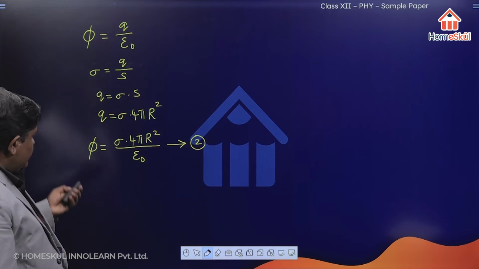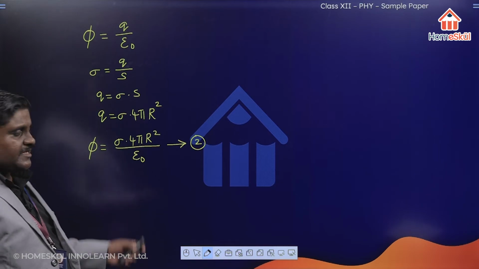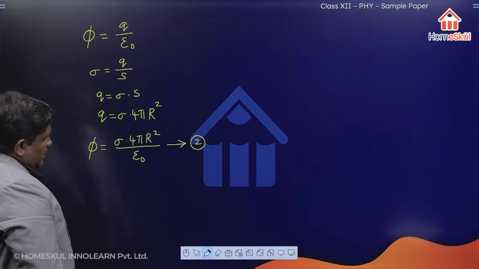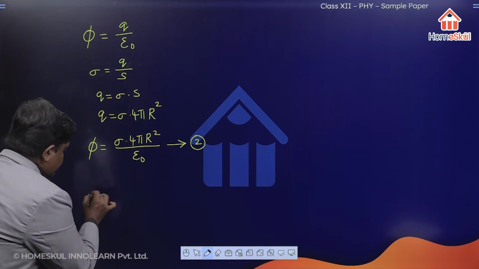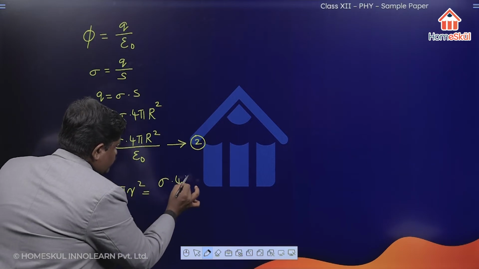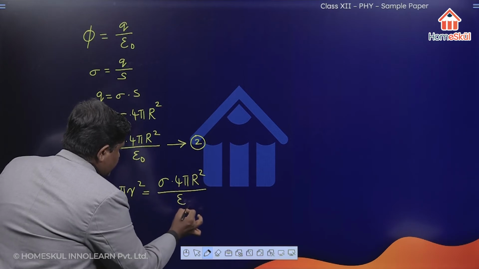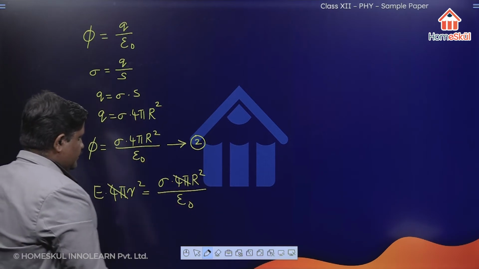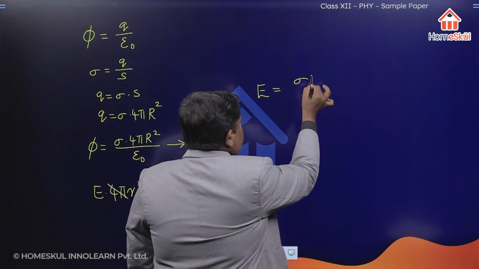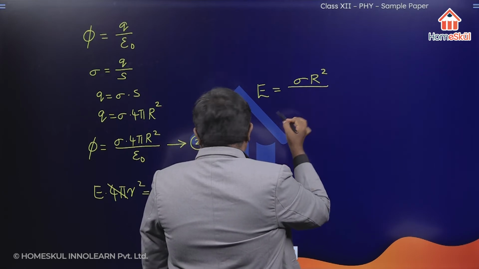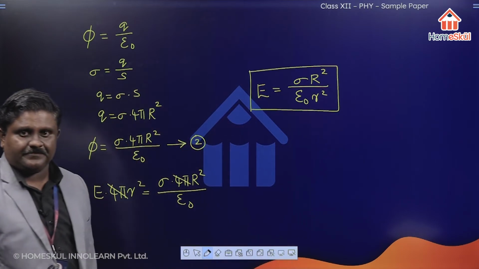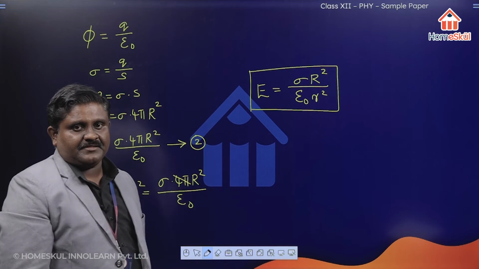Now we are going to compare equation 1 and 2, because for equations 1 and 2, the left hand sides are equal, right? So we have to equate the RHS. Therefore, we get E into 4 pi r square is equal to sigma into 4 pi capital R square by epsilon 0. So here 4 pi gets cancelled. We get the electric field E equal to sigma R square by epsilon 0 r square. So this is the expression for electric field on the outside of the surface. Clear?